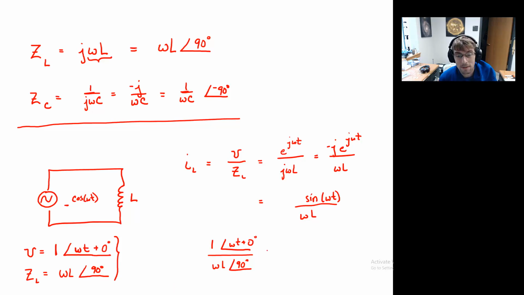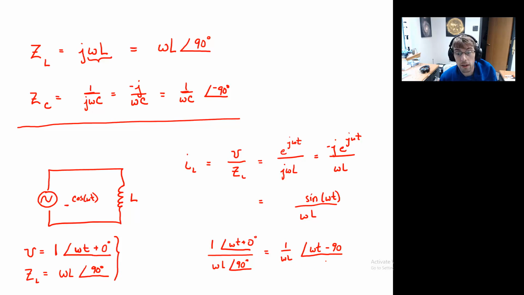And then we just apply our rules. We should get a magnitude of 1 over omega L. And then we have a division, so we should have omega t minus 90. And indeed, we should see that if we do omega t minus 90, that will give us the sine of omega t back.